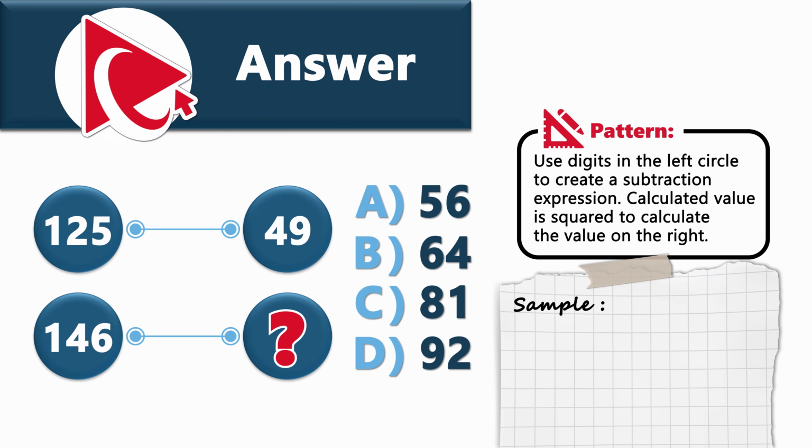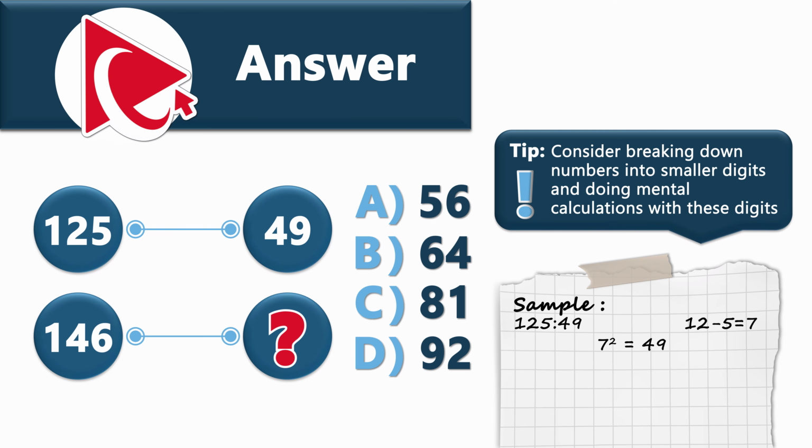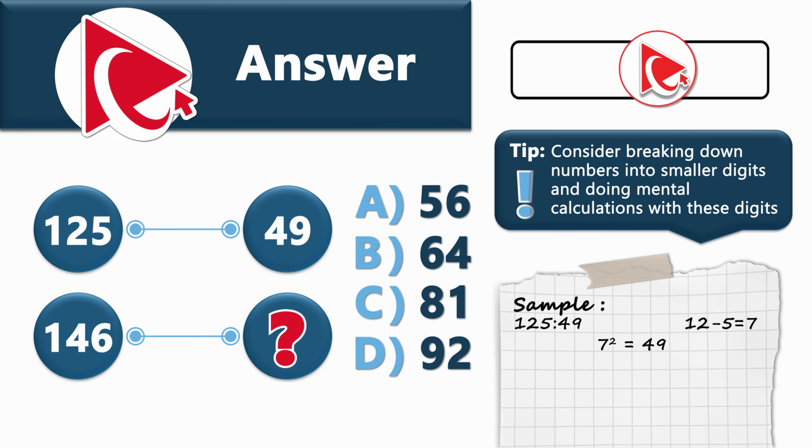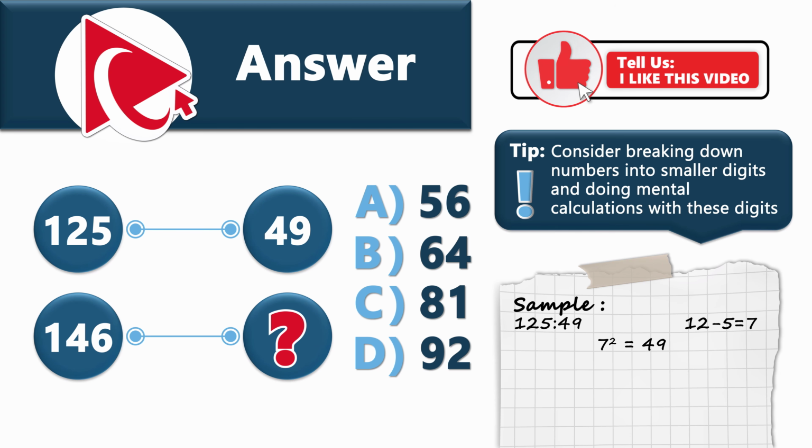For example, in the first row, we see number 125 on the left and number 49 on the right. But instead of treating 125 as a single whole number, we need to create an expression, 12 minus 5, which would be equal to 7, and 7 squared equals 49, which is exactly the number on the right. The tip here for you is when you see similar questions on a real test, consider breaking down numbers into smaller digits and doing mental math calculations with these digits.